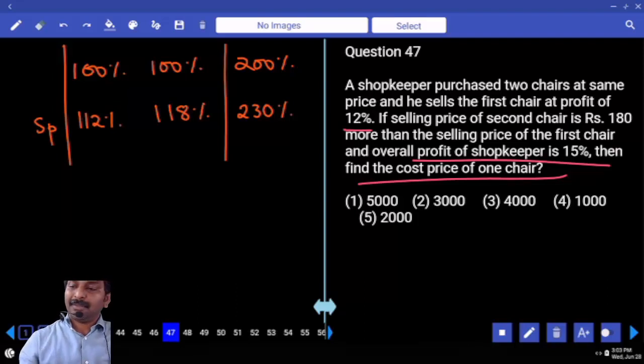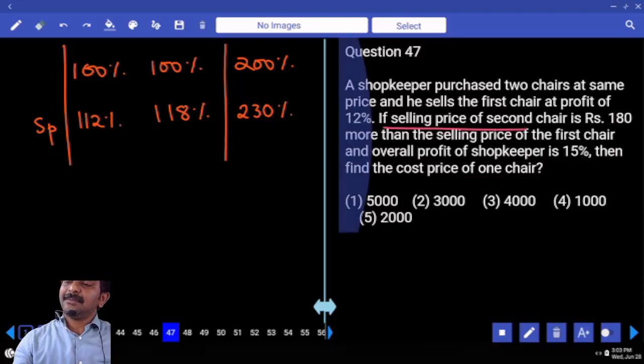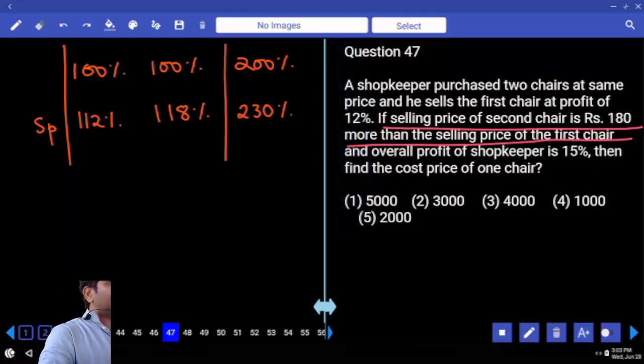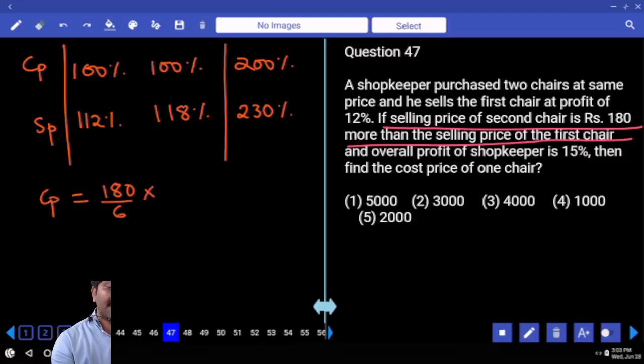Correct? Now the selling price of the second chair is 180 more than the selling price of the first chair. That means can I take 180 as the difference of selling prices? How much in terms of percentage? 6% is equal to 180. 1% is equal to 180 by 6. Cost price of each item is equal to 100%. Answer 3000.